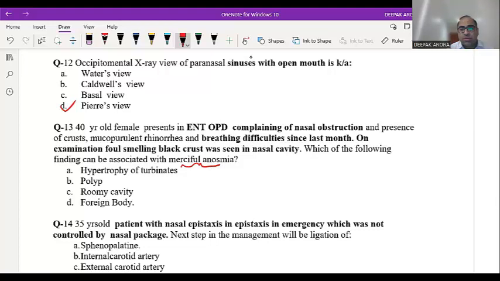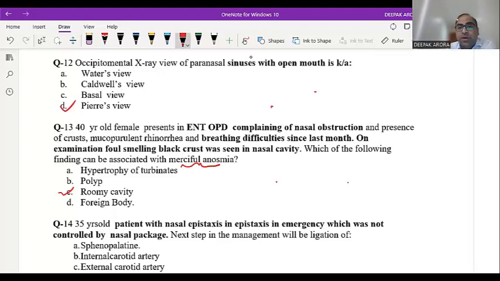Always remember, if the word merciful anosmia is mentioned, it is going in favor of atrophic rhinitis. And in atrophic rhinitis, there will be a roomy cavity. Clear? Again, very important. Foul-smelling crust with merciful anosmia is going in favor of atrophic rhinitis. Which bacteria? That is your Klebsiella. Drug of choice, streptomycin, tetracycline.